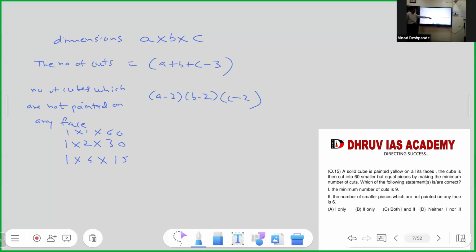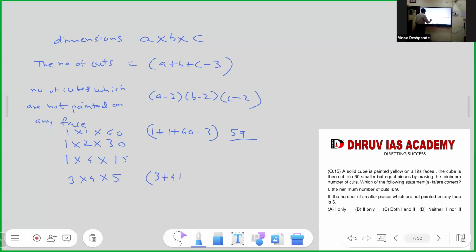But now here, the question is, whenever you cut it, the minimum number of cuts should be 9. See, for example, for 1, 1 and 60, the number of cuts will be 1 plus 1 plus 60 minus 3. So 62 minus 3, there will be 59 cuts. But we want the number of cuts to be minimum. So the optimum size for the number of cuts to be minimum should be 3, 4, 5. You'll have to see all the combinations like this, but the minimum will be like this.